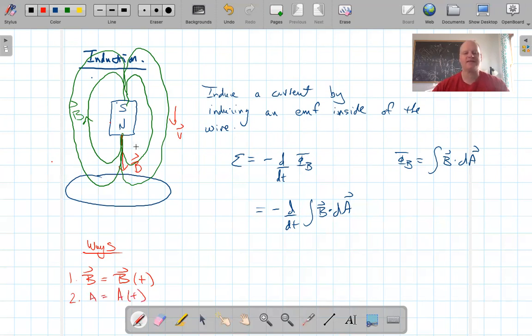So in this case, I can actually change the size of the loop. So I could grab the loop and pull it so it becomes bigger. I could squash the loop. I could change its area.